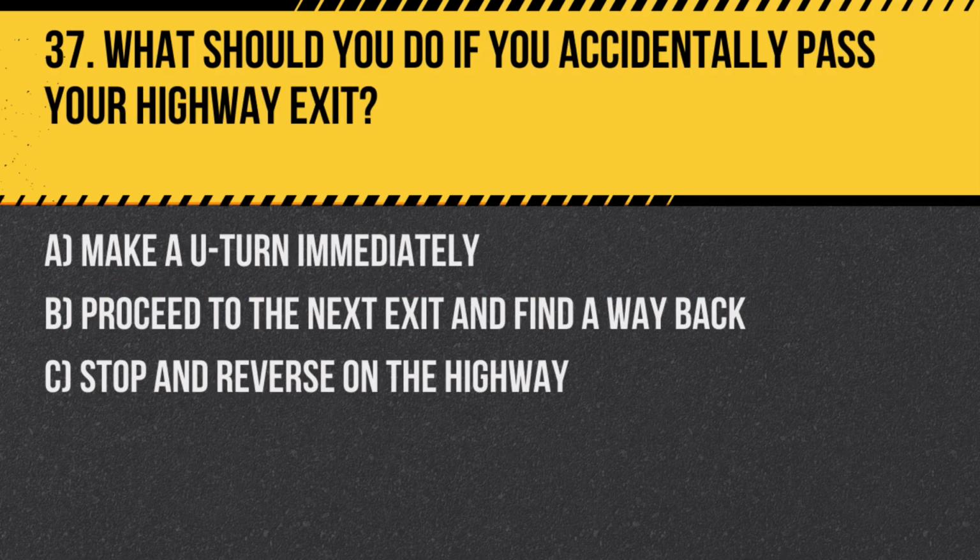Question 37. What should you do if you accidentally passed your highway exit? A. Make a U-turn immediately. B. Proceed to the next exit and find a way back. C. Stop and reverse on the highway.